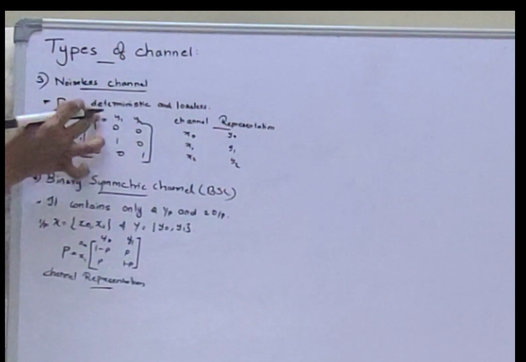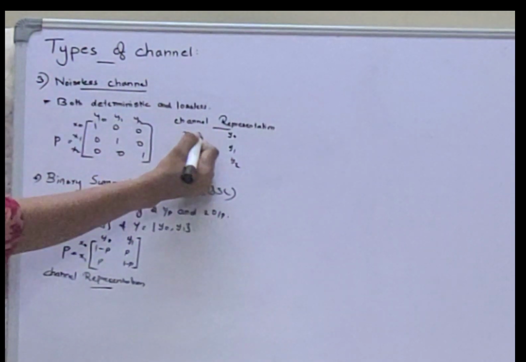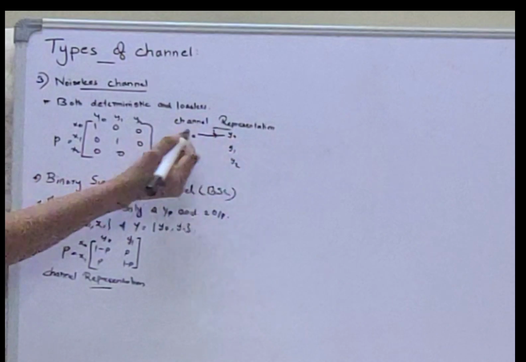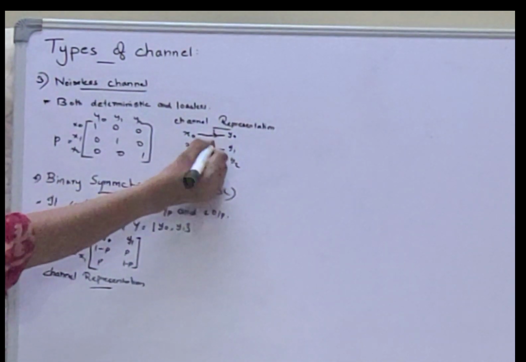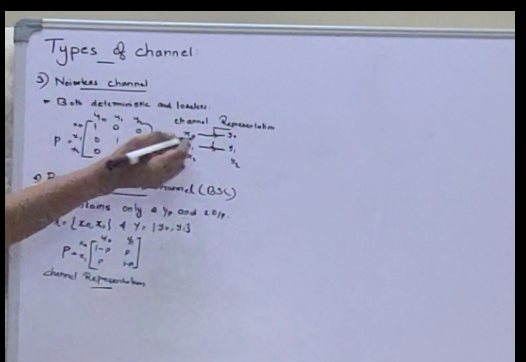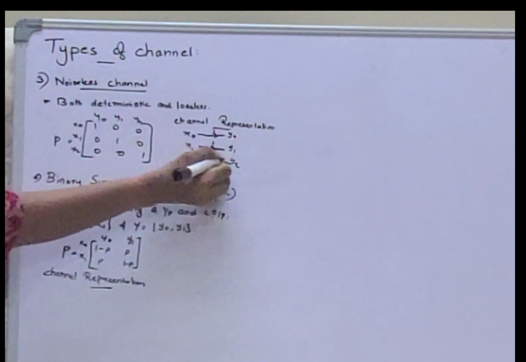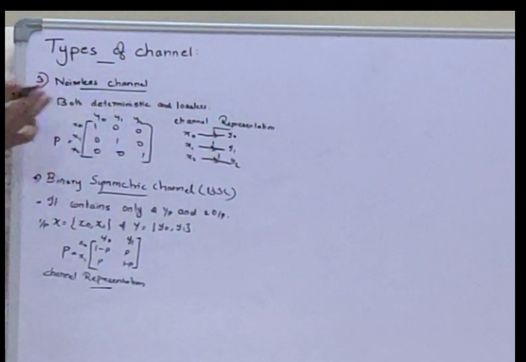Here the channel representation becomes: we have inputs x0, x1 and x2, and outputs y0, y1 and y2. The probability of y0 when x0 is transmitted is 1. The probability of y1 when x1 is transmitted is 1. And the probability of y2 when x2 is transmitted is 1. So this is the channel representation of the noiseless channel.